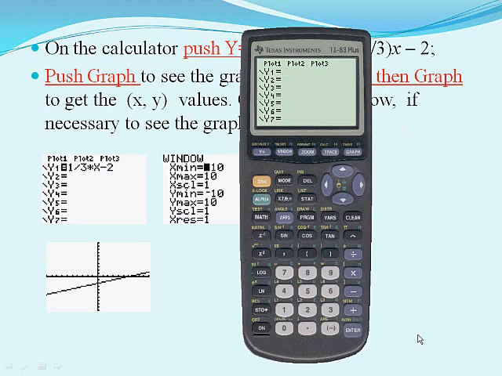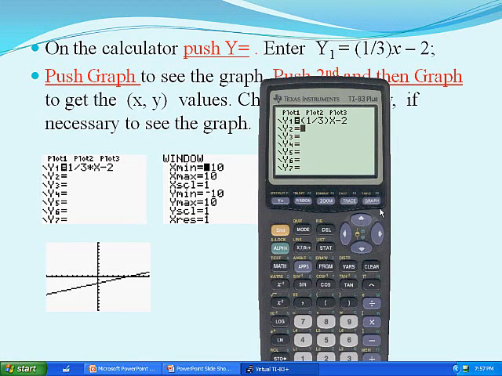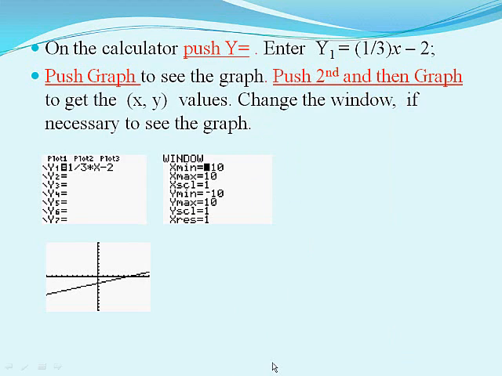Now we are going to use the calculator to graph this function. Press y equal to, and we type in the formula 1 by 3x minus 2, which is the solution for y. Now we can press the graph key, and we get the straight line here. Sometimes you may want to adjust the window in order to get the graph.